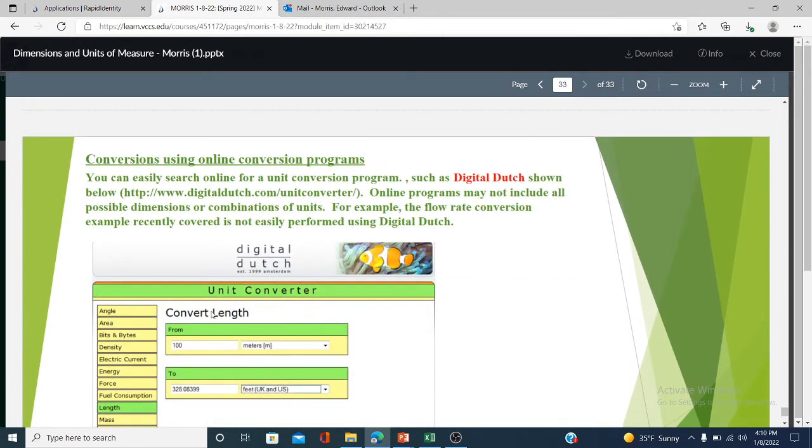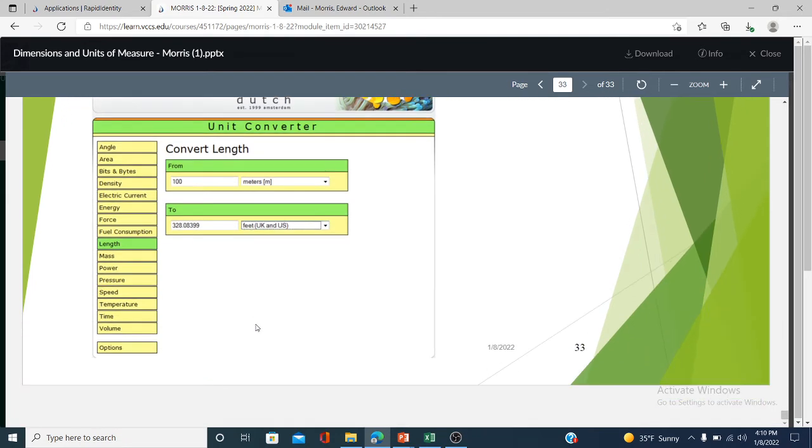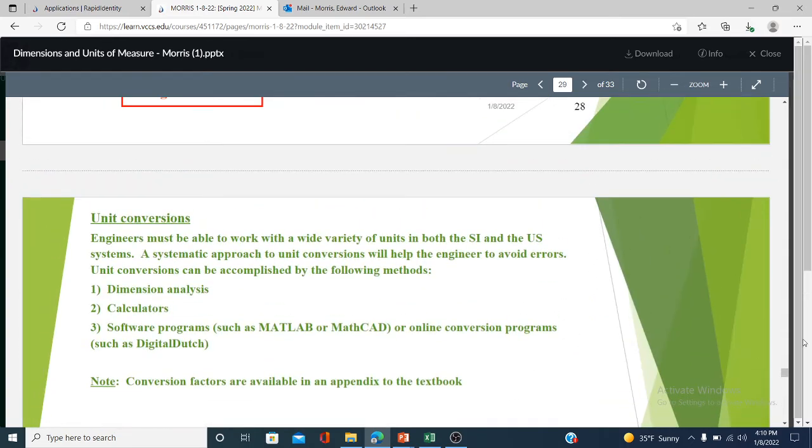I do want to point out that you do have some good online conversion programs that you can use. One is called Digital Dutch here, and you can convert from one system of units to another. There are quite a few out there on the internet, but sometimes you need to know how to do these by hand as well. We're going to do some of the easier ones in class by hand, but some of the more difficult ones you may not have time to figure out. You can just use a unit converter. All right, I went through this rather quickly. I am going to go back and do some of these conversions a little bit later on.